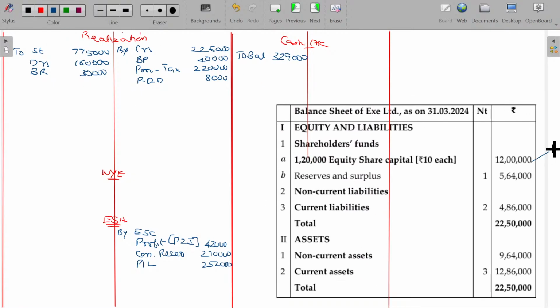Shareholders' funds, equity share capital being 12 lakhs. And reserves and surplus, schedule number 1, from there we have already posted. Current liabilities, schedule number 2, also to be posted here from the schedules. Non-current assets to be posted here. Non-current assets 9,64,000. And current assets were already posted. This one already posted. Clear?